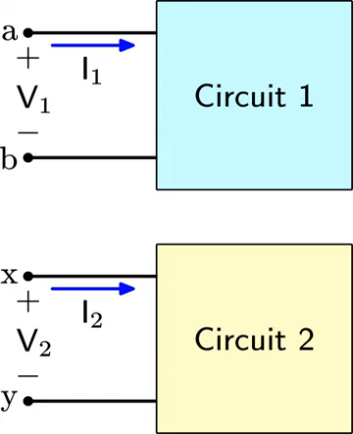Two circuits are said to be equivalent with respect to a pair of terminals if the voltage across the terminals and current through the terminals for one network have the same relationship as the voltage and current at the terminals of the other network. If V_2 = V_1 implies I_2 = I_1 for all real values of V_1, then with respect to terminals AB and XY, circuit 1 and circuit 2 are equivalent.